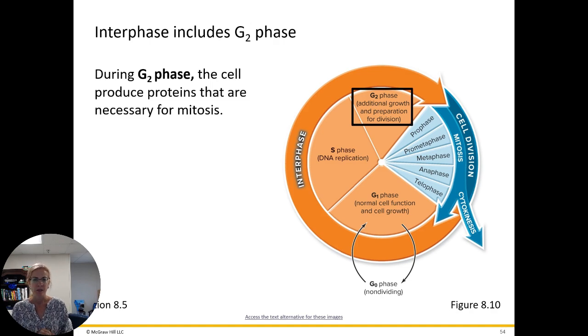So your cell, again, it tends to be in G0. If there's some growth going on or proteins need to be synthesized, that happens in G1. DNA is replicated in preparation of cell division during the S phase. And then G2 is the final preparation phase where it's undergoing those physiological processes that get it ready for cell division.